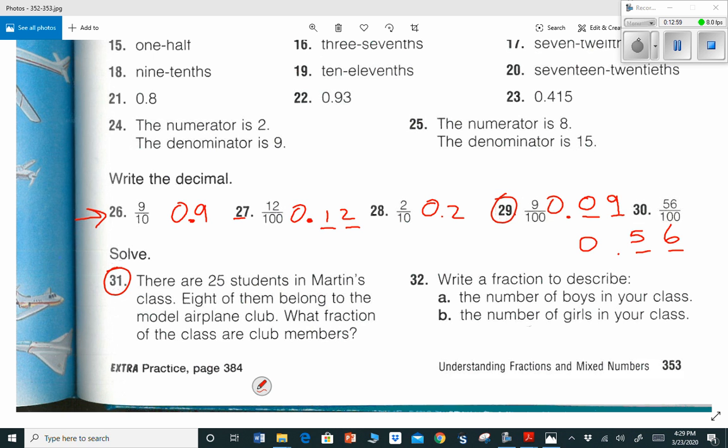Number 31. There are 25 students in Martin's class. 8 of them belong to the Model Airplane Club. What fraction of the class are club members? Well, 8 is the part, and 25 is the whole, so 8/25. This one, I don't know the exact count, actually, of boys and girls in your class. You can figure that out yourself if you want to.